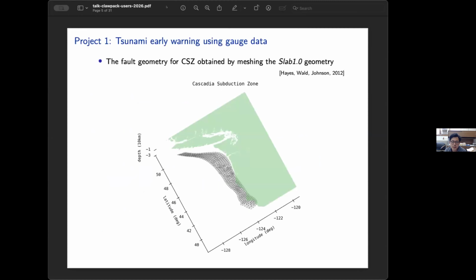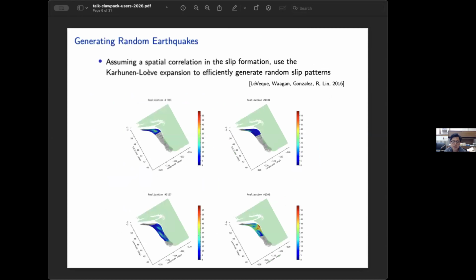So the idea is to consider the Cascadia subduction zone. We have this Slab 1.0 geometry. We triangulate it so we can impose new slip distributions on it. We can come up with a kinematic rupture and generate seafloor deformations. So for example, these are four different random earthquakes we generated using Karhunen-Loève expansion. And I believe we've truncated some distance off of the epicenter. So, these are four different realizations, which are slip distributions across these triangular fault geometries.